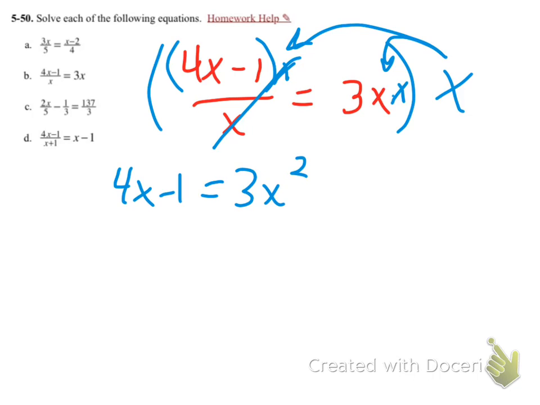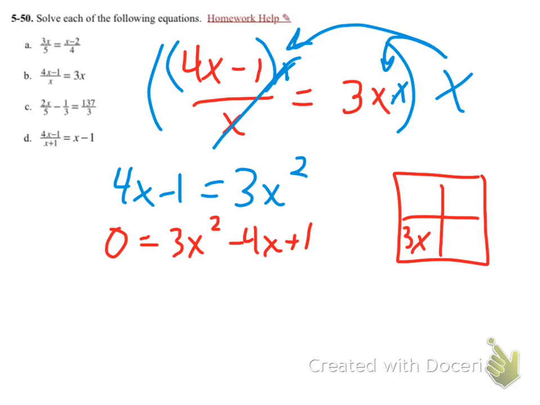Again, I no longer have fractions. This is a quadratic. I have an x squared and an x term, so I want to set it equal to 0. I'm also going to keep my leading coefficient positive, so I'm going to keep that where it is, and I'm going to move the other 2 to the other side. That gives me the equation of 0 equals 3x squared minus 4x plus 1. This I can factor.